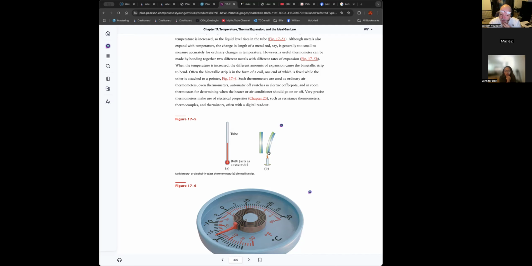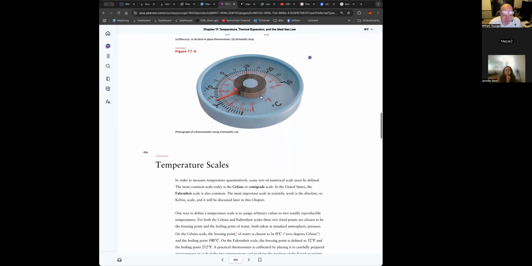But as you heat it up, this green one, which has a higher coefficient of linear expansion called alpha, that one's going to expand more than the blue one did, and therefore it's going to bend towards the blue one. So that's a way that you can actually do it. And if you look down here, that's what's going on here.